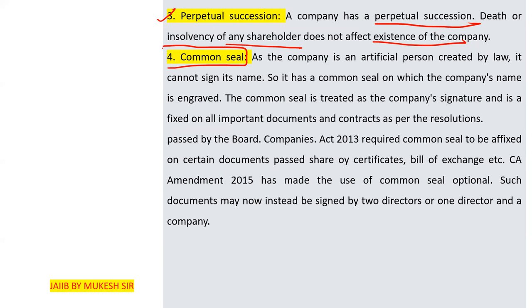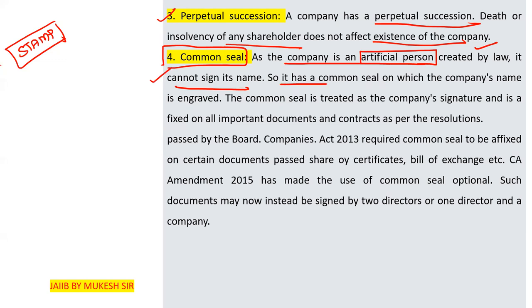Fourth one, that is the common seal. Common seal, that is a stamp. As the company is an artificial person created by the law, it cannot sign its name. So it has a common seal. Even in a bank, the manager's sign will be valid only when they affix the stamp of the organization. Otherwise that sign will not be valid. So the stamp is to be mentioned there.